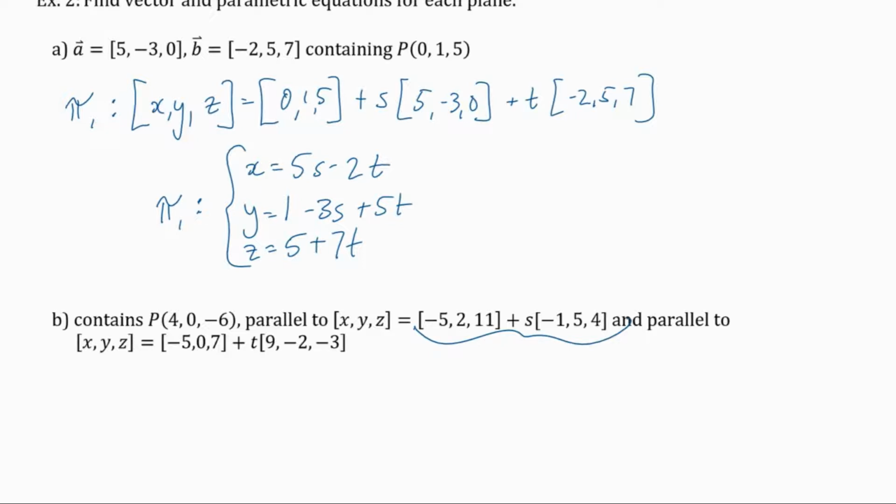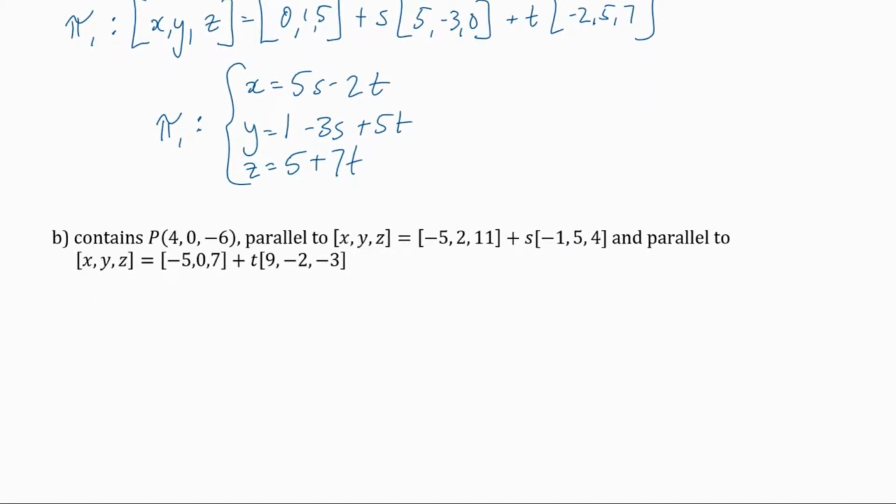And again, it's something that we have to pick up on and understand quickly and easily. That is a line. That's also a line. So I've got two lines. It contains a point and it's parallel to these two lines. What does it mean, parallel to these two lines? Well, it means that the direction vectors of those lines are parallel. So I can use these direction vectors as the vectors to define my plane.